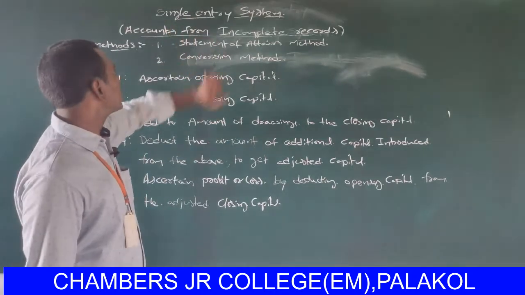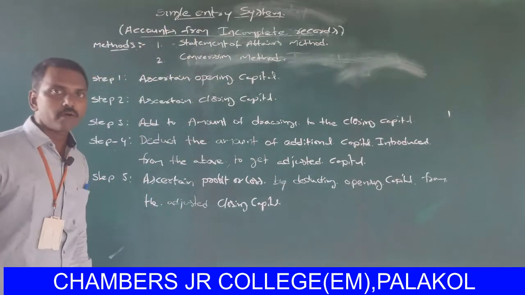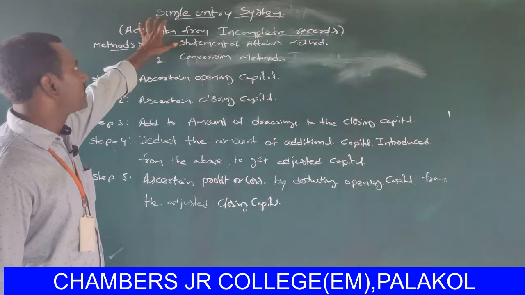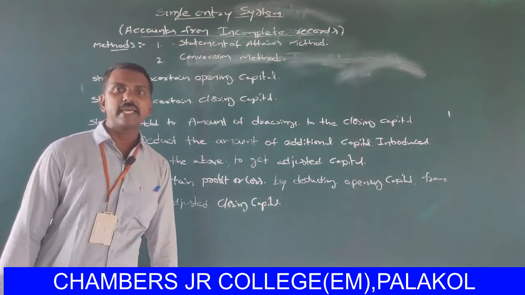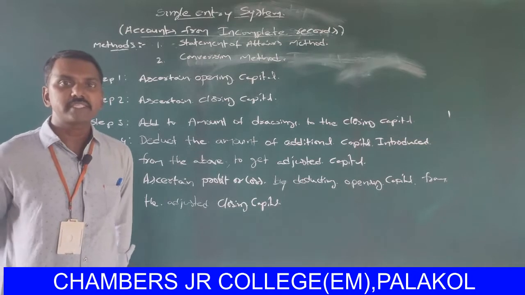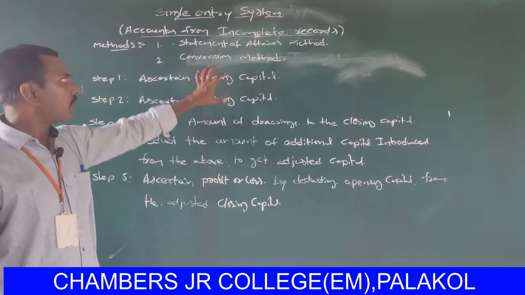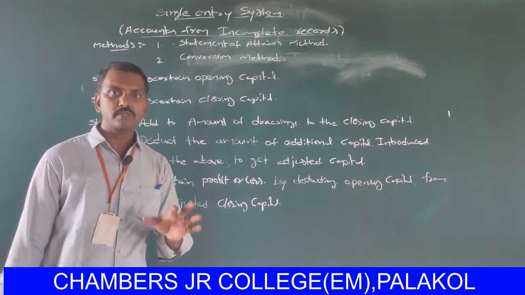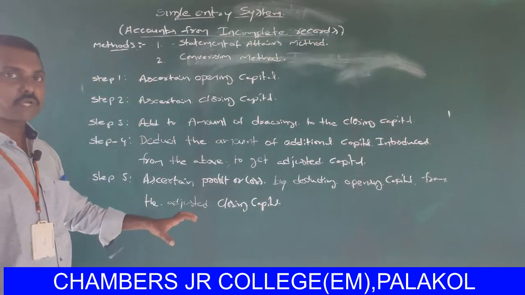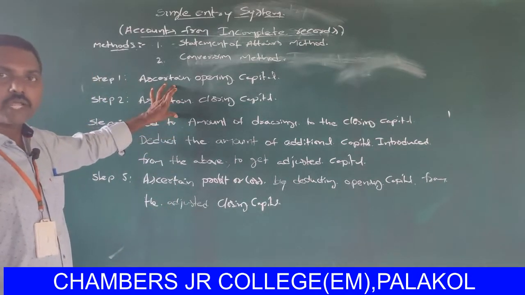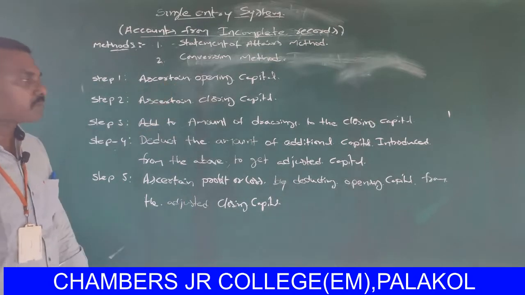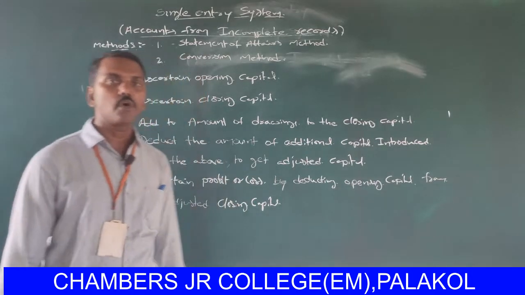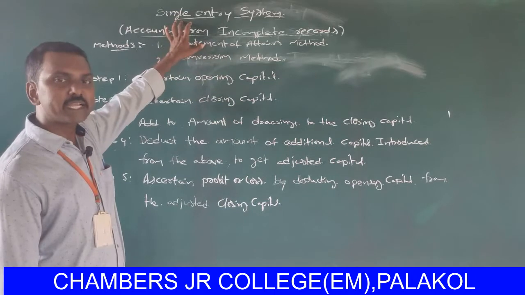Now let us see the single entry system, that is accounts from incomplete records. Before going to the problem, let us see briefly what the meaning of single entry system is. Single entry system is an incomplete, inaccurate, unscientific system of bookkeeping because the double entry aspect of transactions is not recorded here. It maintains only personal accounts and cash accounts; all real accounts and nominal accounts are totally ignored. This system is used for only certain business houses. This system is called accounts from incomplete records or single entry system.